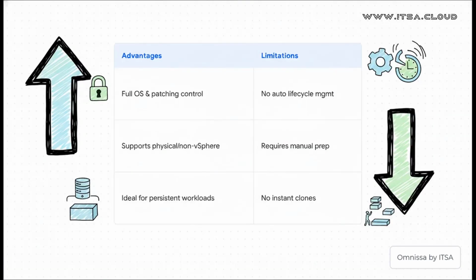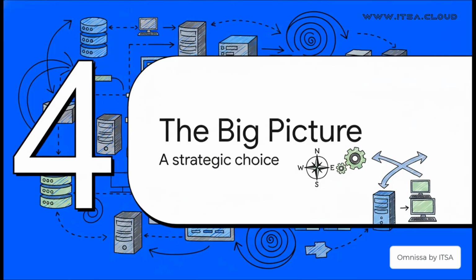And this table just sums up that trade-off so clearly. On the one hand, the advantages are huge. Total granular control over the OS and patching, and that amazing ability to support physical and non-vSphere machines. But on the other hand, there's a cost. You're now responsible for all that prep work, and you do miss out on some of those incredible automation features like instant clones.